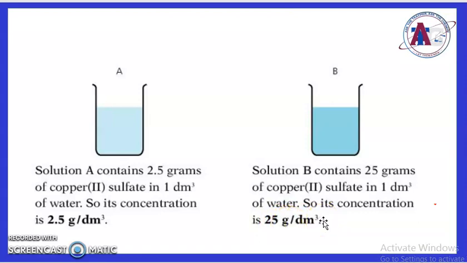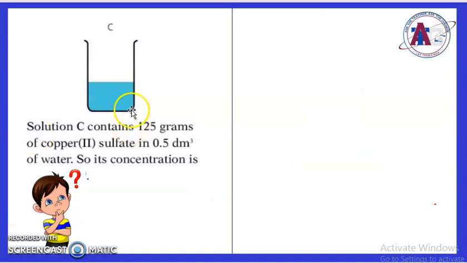What it means is that concentration means the quantity of the solute in 1 dm cube of solution, right? Good. The quantity of solute in 1 dm cube of solution. Now look at this third diagram. Solution C contains 125 grams of copper 2 sulfate in 0.5 dm cube of water.